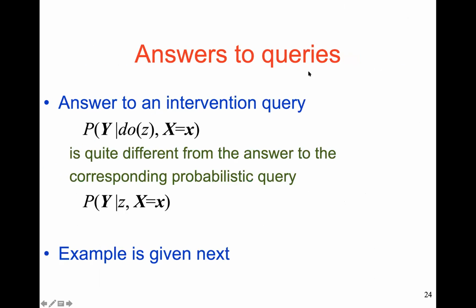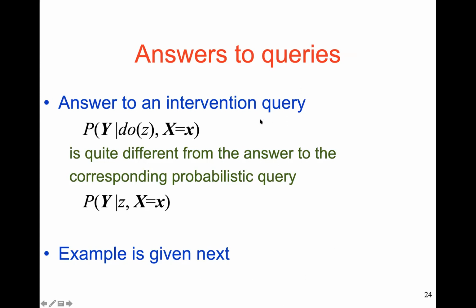So the answers to queries. This is the whole issue. What does it take to answer such a query given a Bayesian network which is causal? The answer to an intervention query, P of y given do of z, x equal to x, is quite different from the answer to the corresponding probabilistic query, P of y given z given capital X equal to x.